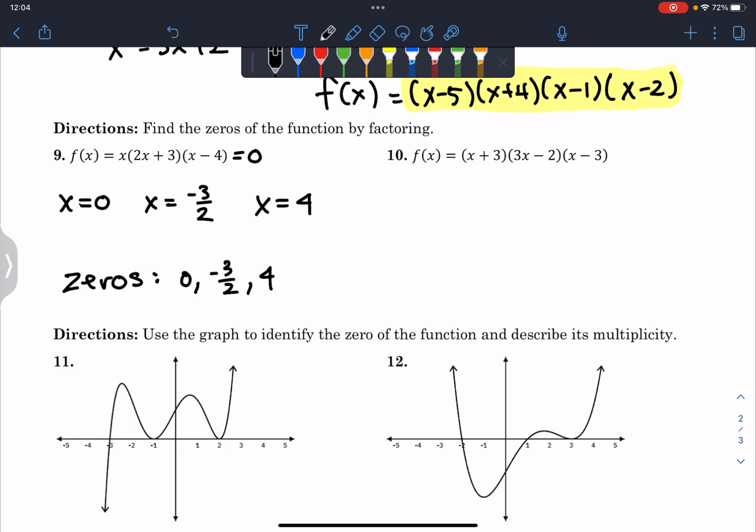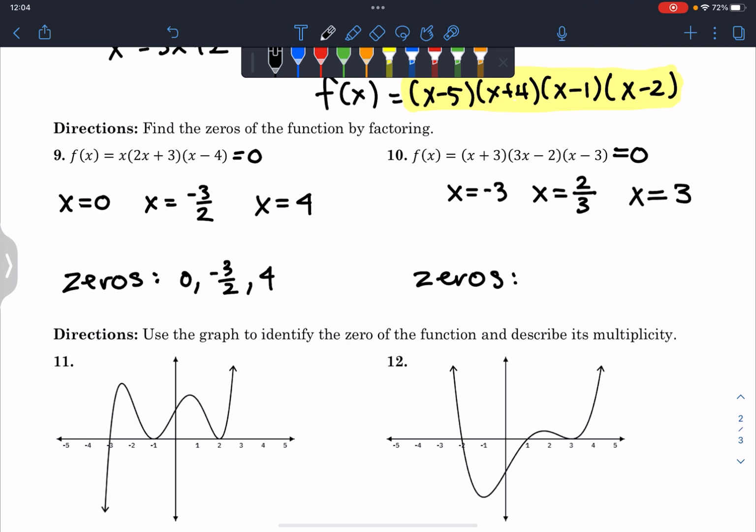Now for number 10, same idea. To find the zeros, we're trying to solve this equation. So what's going to make each one of these factors equal to 0? Well, for the first one, x would have to be negative 3. For the second factor, x would have to equal positive 2 over 3. And for the third factor, x will have to equal positive 3. So those are your zeros: negative 3, positive 2 over 3, and positive 3.